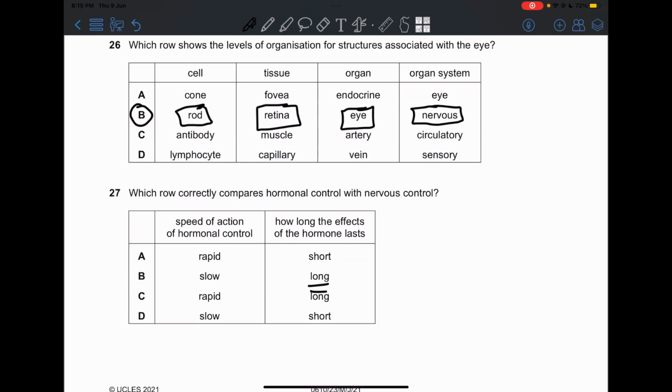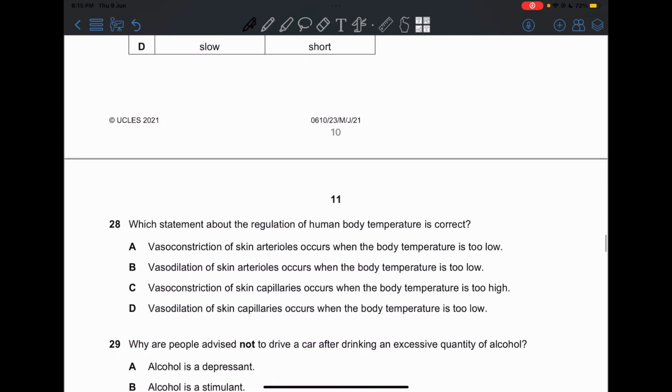27. Which row correctly compares hormonal control with nervous control? Now we know that the nervous control is faster, but it's less long lasting than the hormonal control. So the hormonal control is actually a slow response, but it's actually going to last longer than the nervous. So we're going to be choosing something where there is slow and there is long lasting effect. So that is actually going to be B.